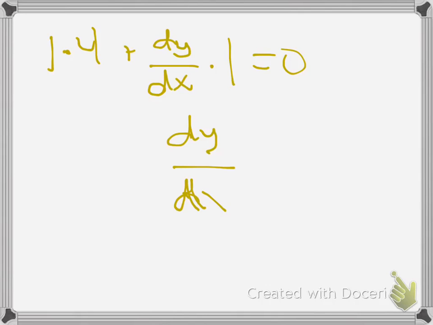Sorry, I'm using my finger for this instead of a normal stylus that I would use, so it looks a little sloppier than usual. So then that's just going to be negative 4 when I subtract that 4 from both sides.